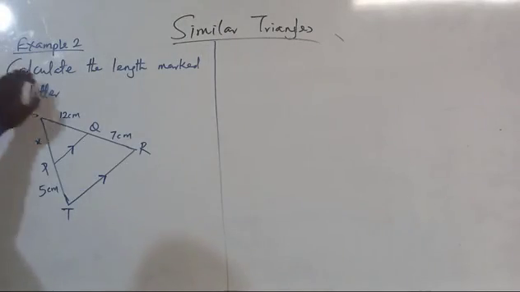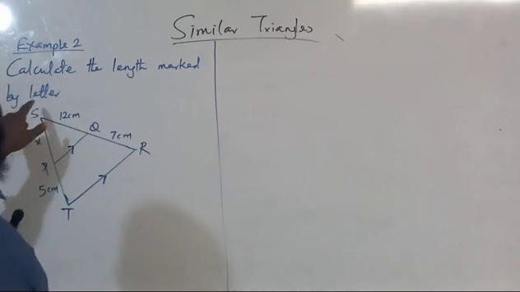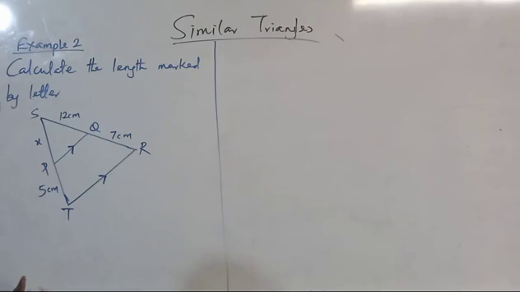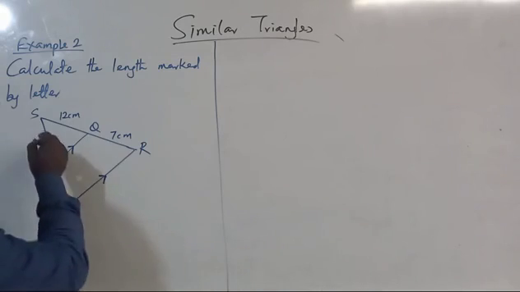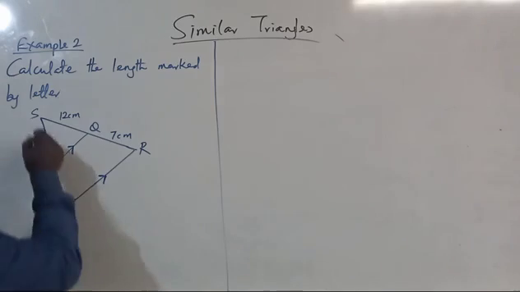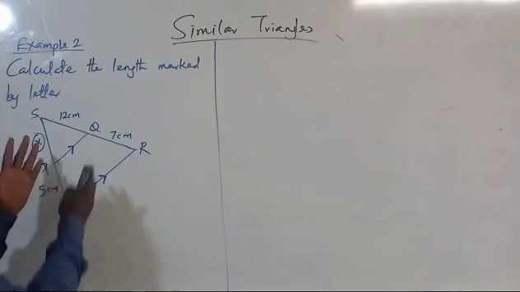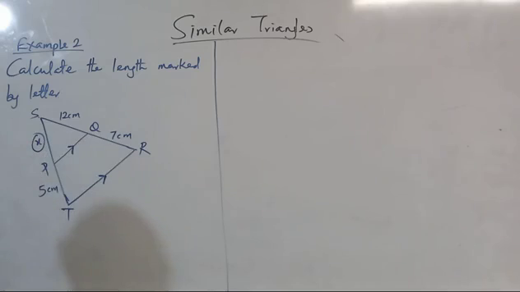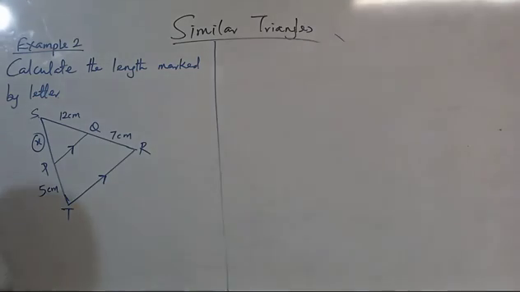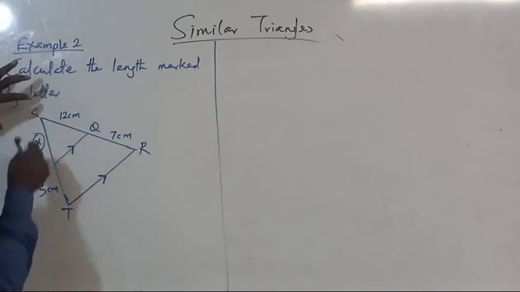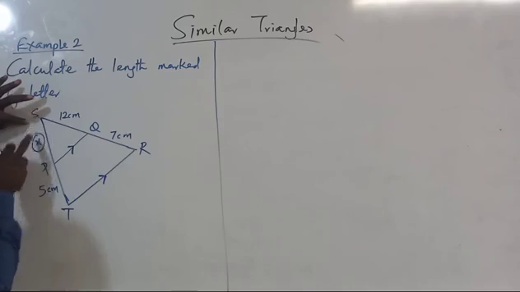So we have: calculate the length marked by a letter. Which length is marked by a letter? I think this is it here, right? Which is SP. But before we do that, we need to look at it. We have a triangle, then we have two lines that are parallel. How do we solve this? What should come to your mind is: how many triangles can we bring out? This is one here, SPQ, and another one, STR.